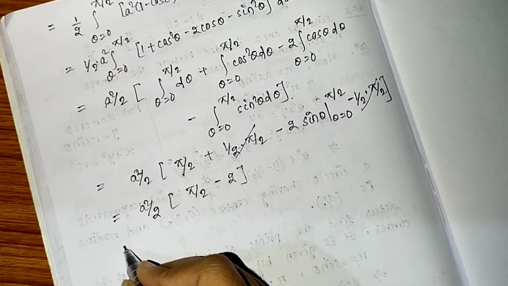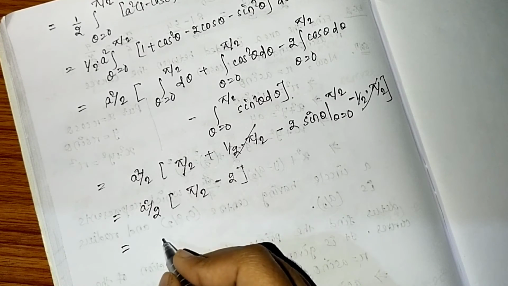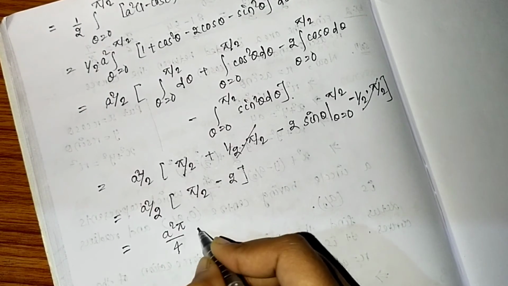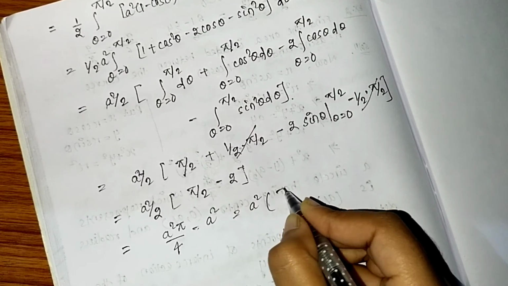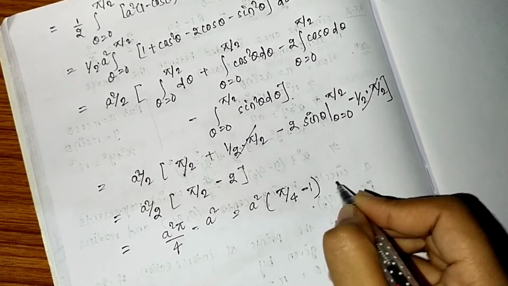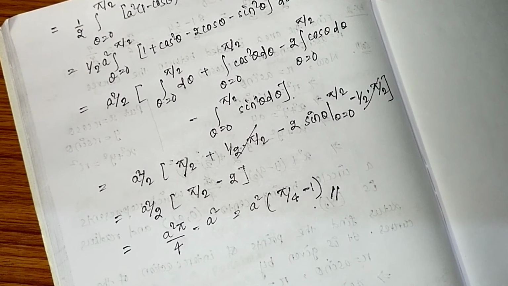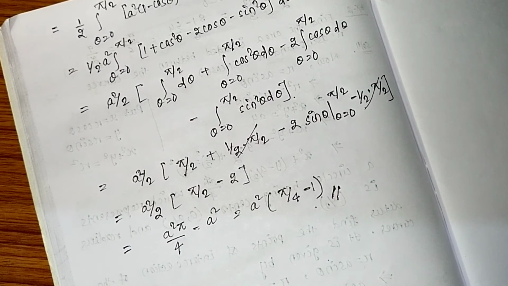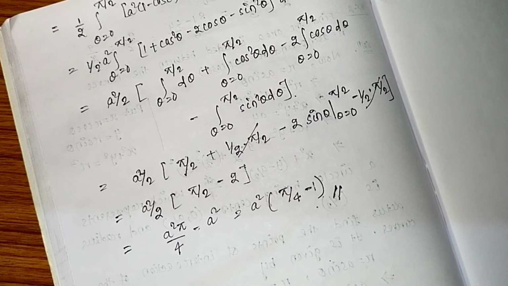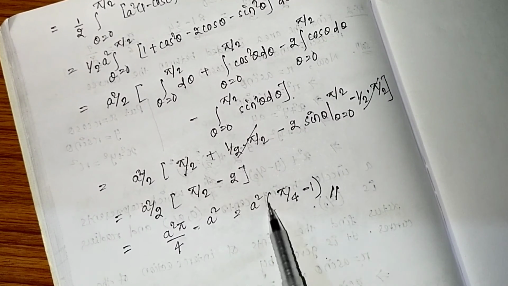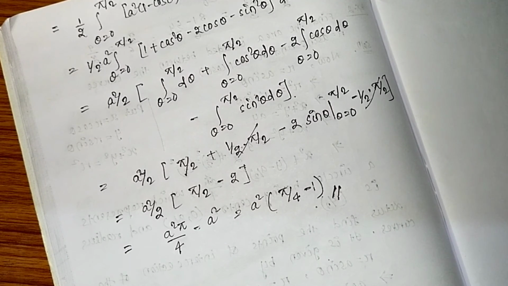So that is equal to a square pi divided by 4 minus a square. Taking a square common, we get a square times pi by 4 minus 1. This is the area of the region bounded by the two curves r equal to a into 1 minus cos theta and r equal to a sin theta. So this is the result we get for the area bounded by the region.